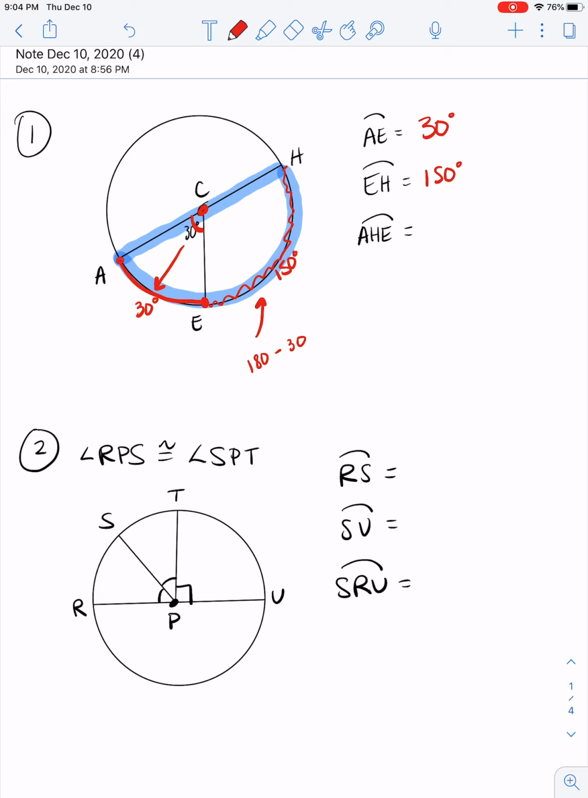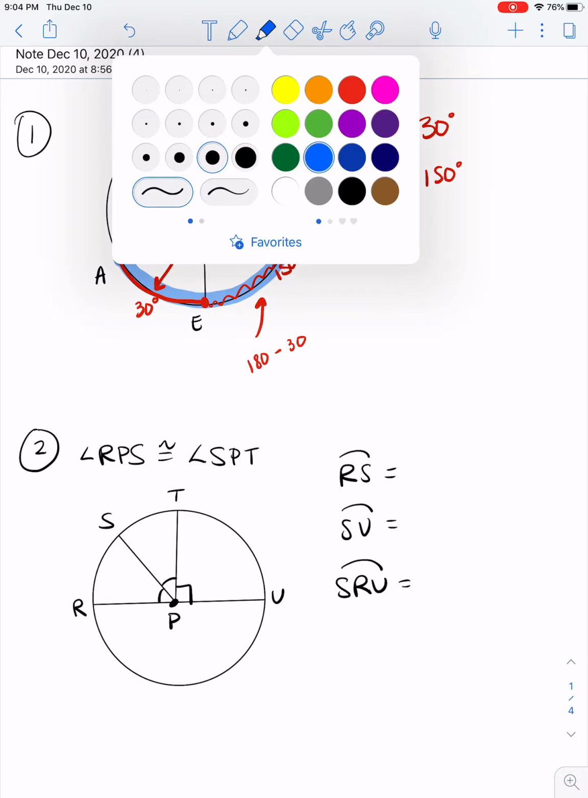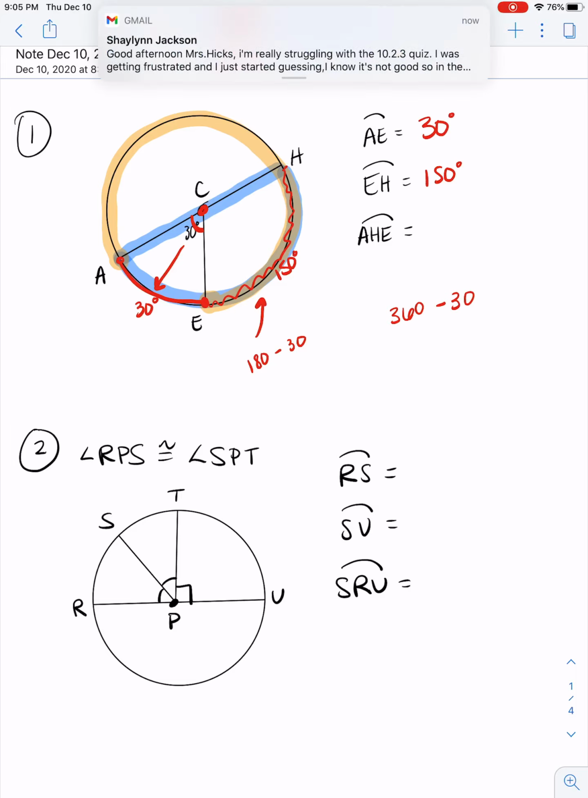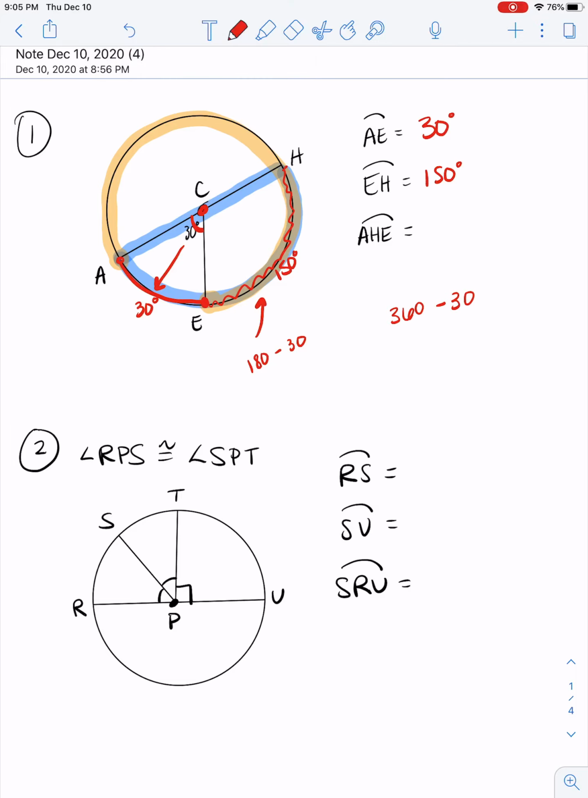Then it says find the measure of AHE. So I'm going to start at A, go through the point H all the way around to E. So it's basically all of the circle except for that little 30 degrees. I think in terms of a full circle being 360 minus that little part, which was 30 degrees. So 360 minus 30 is 330 degrees.